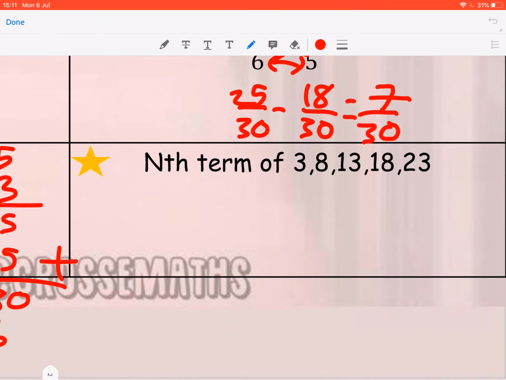Right then, so last one, nth term. It's going up in 5, so it's going to be 5n. Whatever the jump is goes in front of the n, and whatever comes before the first number goes after the n. It's going to be 5n. It's going up in 5, so before 3 is negative 2. So my answer is 5n minus 2.